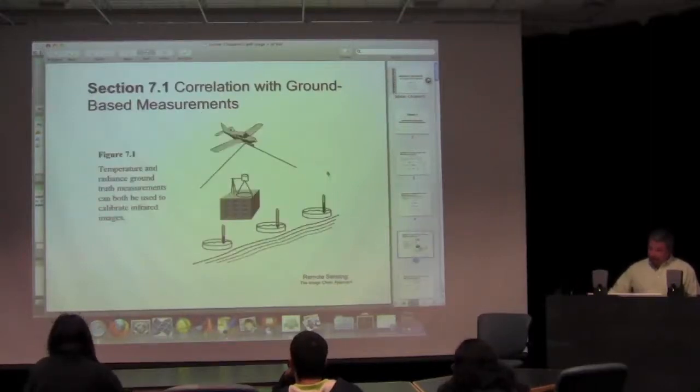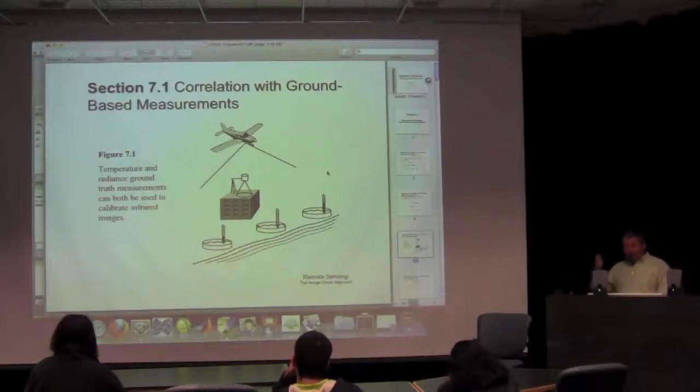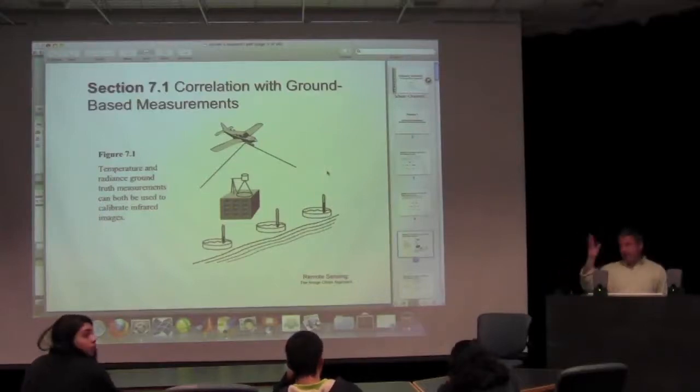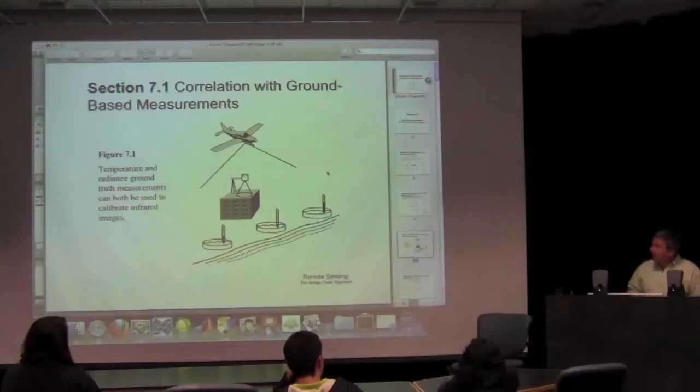All right. So you could do this kind of thing that we just talked about. You could do it in the reflective region, right? We can measure solar photons that get reflected off targets at the sensor, a digital count related back to the actual observable. You could do that in the thermal, right?